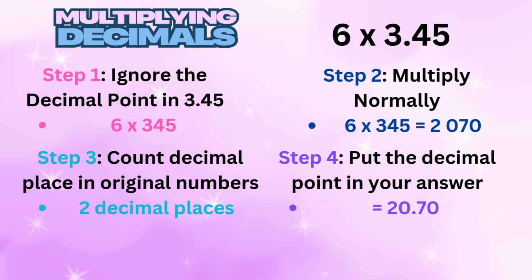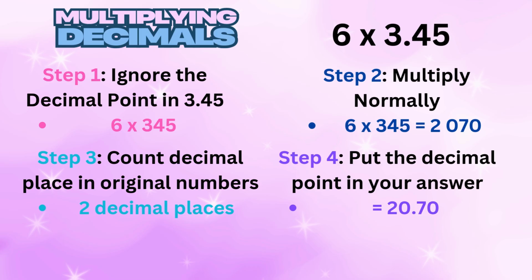6 times 3.45. Step 1. Ignore the decimal point in 3.45. Think of it as 6 times 345. Step 2. Multiply normally. 6 times 345 equals 2,070.